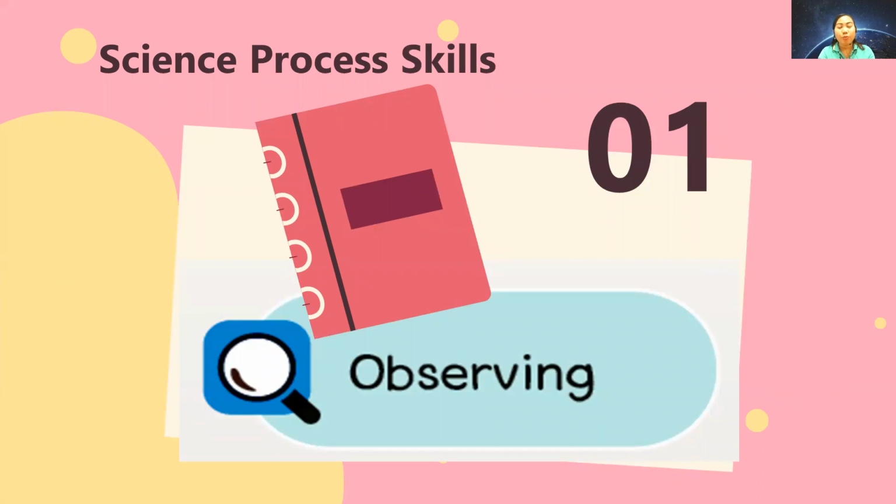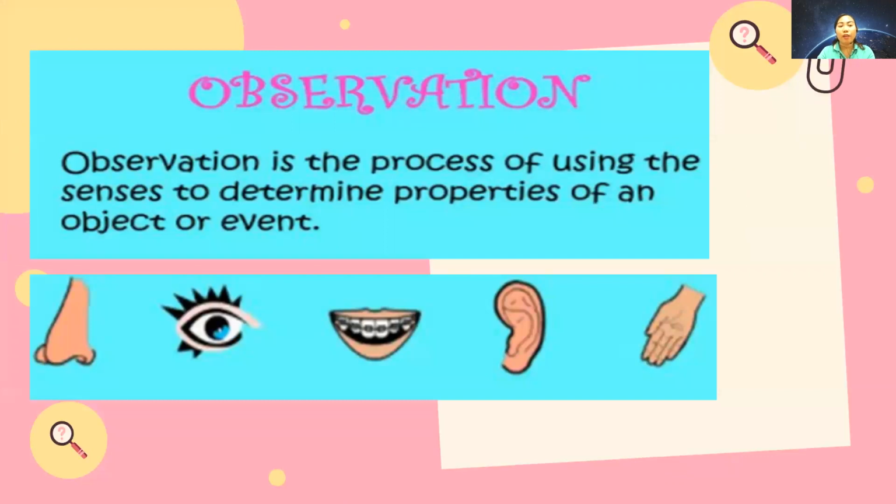First is observing. Observing comes from the word observe, or we need to look. In observing, we are using our senses. Observation is the process of using the senses to determine properties of an object or event.